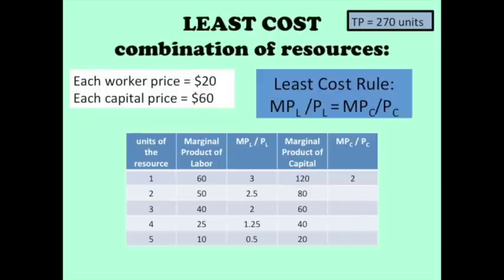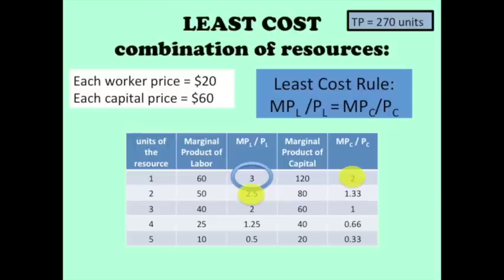If my goal were to make 60 units of output, the least cost way to do it would be to hire one worker, since that worker will yield 3 units per dollar spent on their labor, compared to buying the machine, which only yields 2 units of output per dollar spent on the capital. But my goal is to make 270 units of output, not just 60 units. So in order to make more output, my next decision is to decide if I should hire the second worker or buy the first unit of capital.